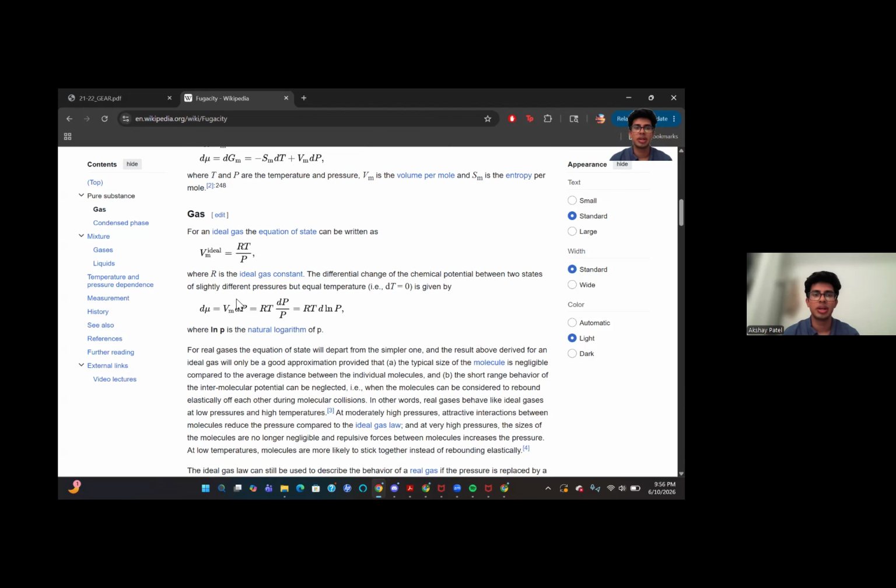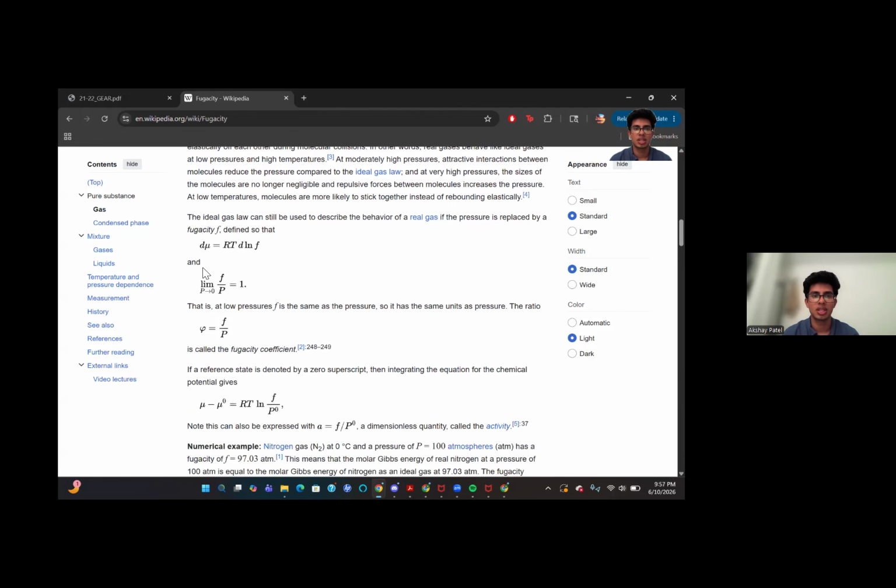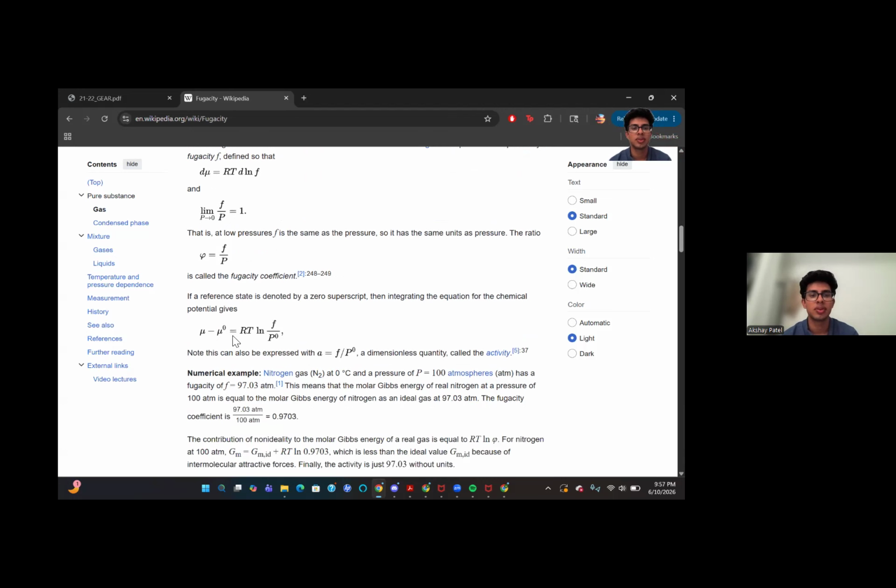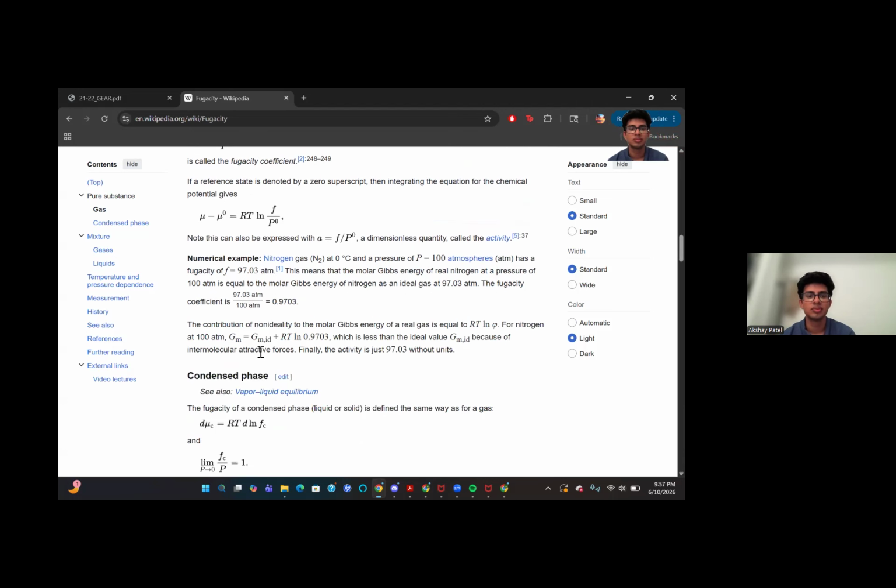And so your ideal gas thing is like that. But then when you have your fugacity thing, you're going to have to have another version of the differential form. You need to differentiate it out. And so that's why you get that little difference.